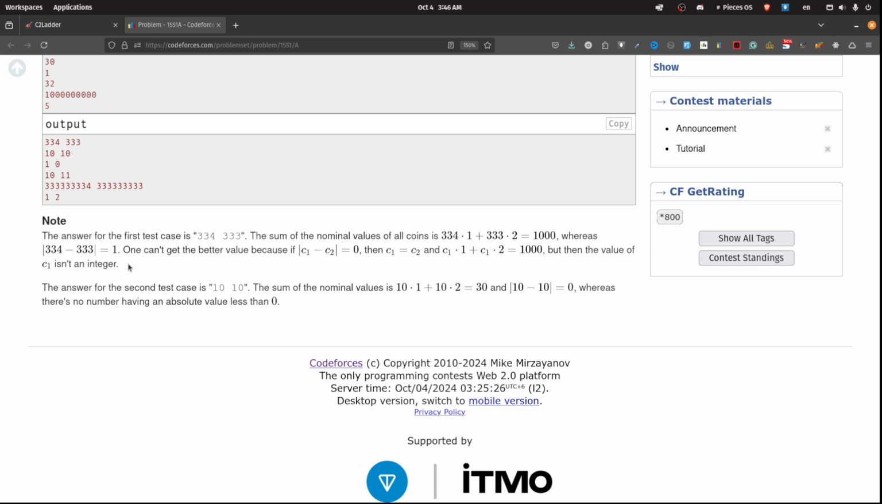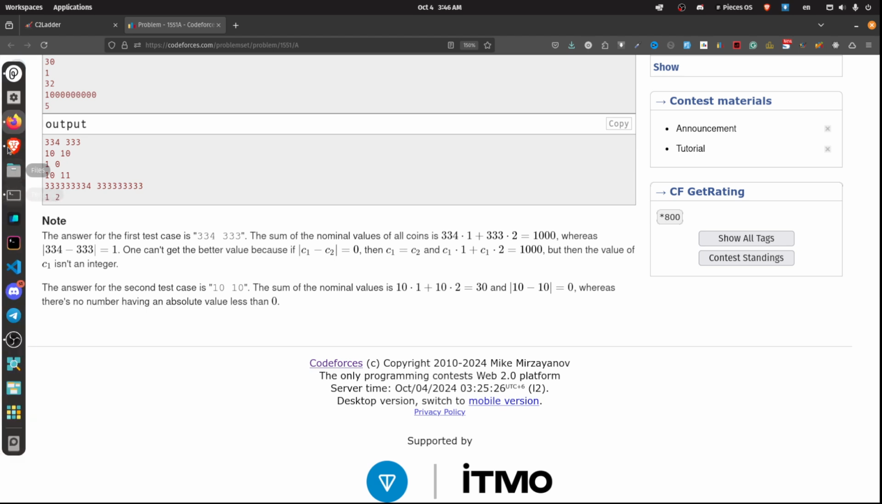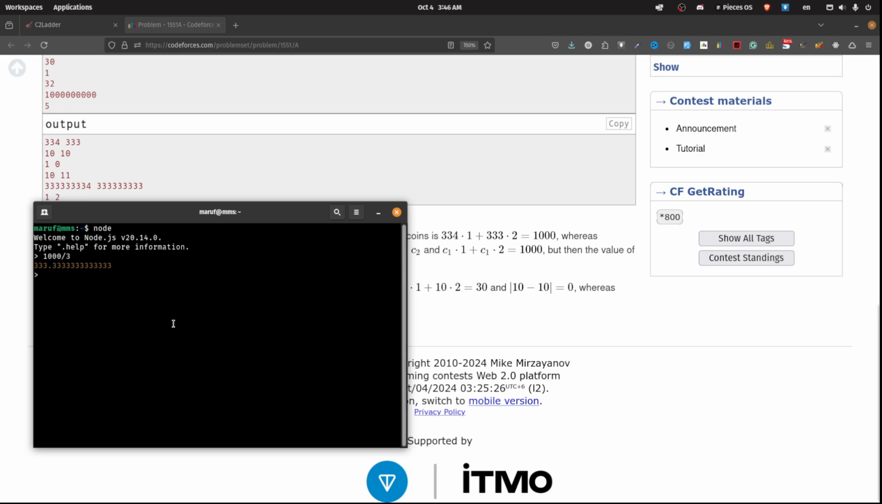What if I take modulo by 3? 1000 modulo 3, I get 1.